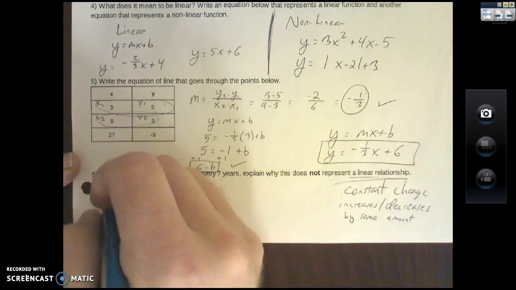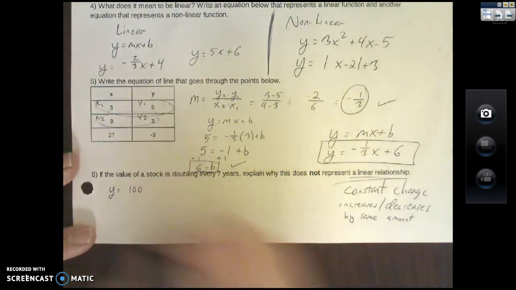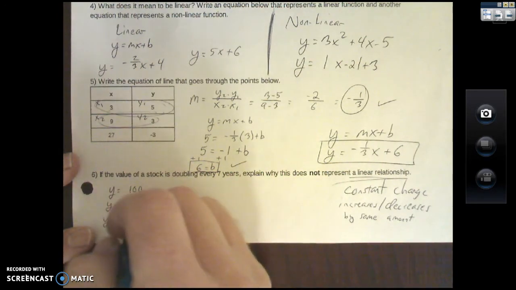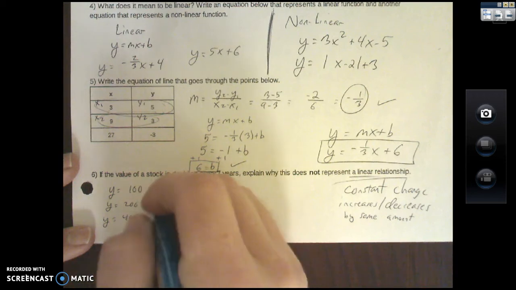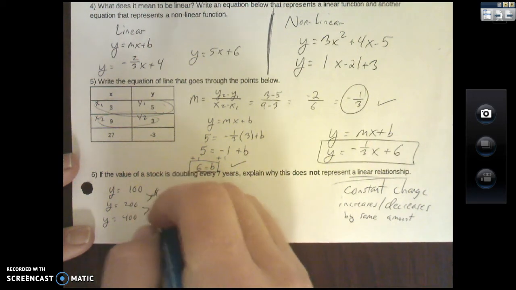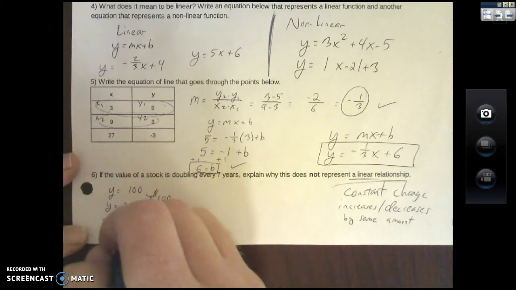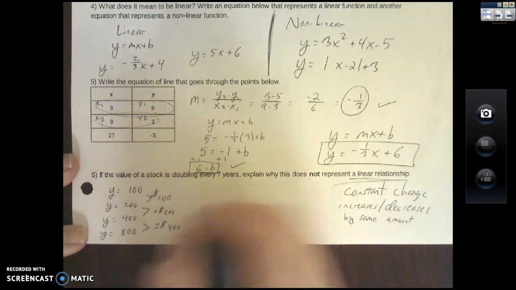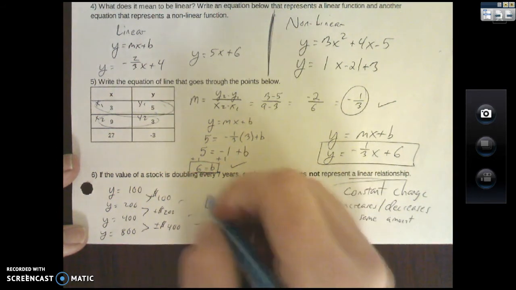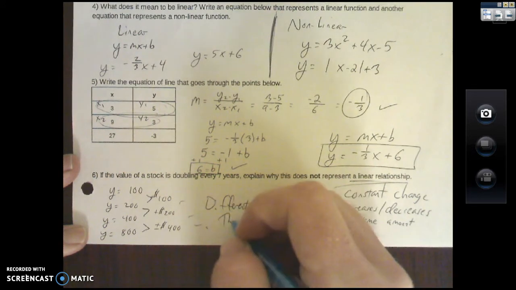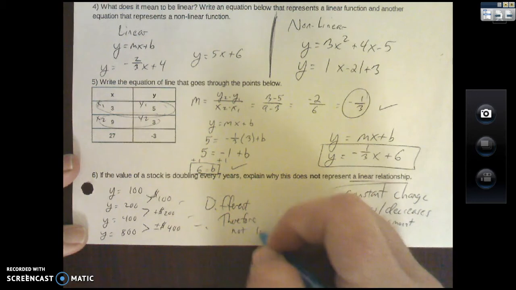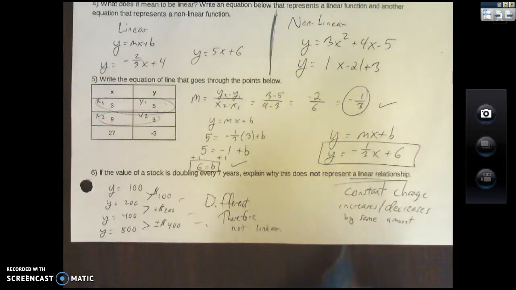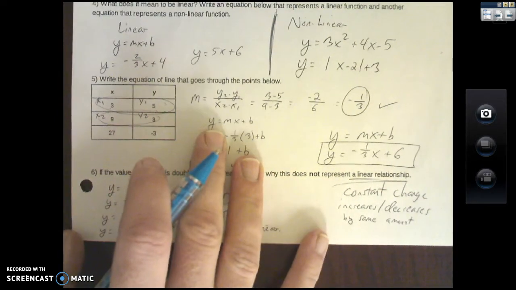So, if I'm doubling it, let me give you an example. If y equals 100, the next year it goes to 200. If I double it again, it goes to 400. The change here is plus $100. The change here is plus $200. If I keep going with this, the change here would be $400. Can you see how these are all different? Therefore, not linear. Linear, again, needs to be something that's constantly changing. Y equals mx plus b, same slope every time.